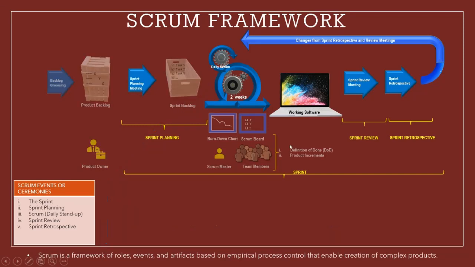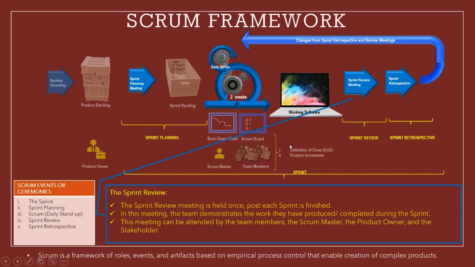The sprint review meeting is held once after each sprint is finished. In this meeting, the team demonstrates the work they have produced or completed during the sprint. This meeting can be attended by the team members, the Scrum Master, the product owner, and the stakeholders.